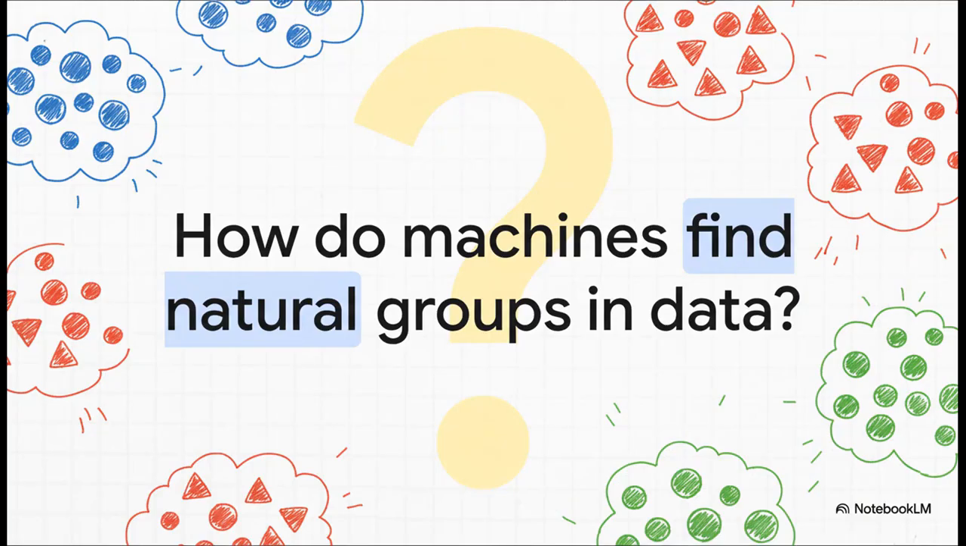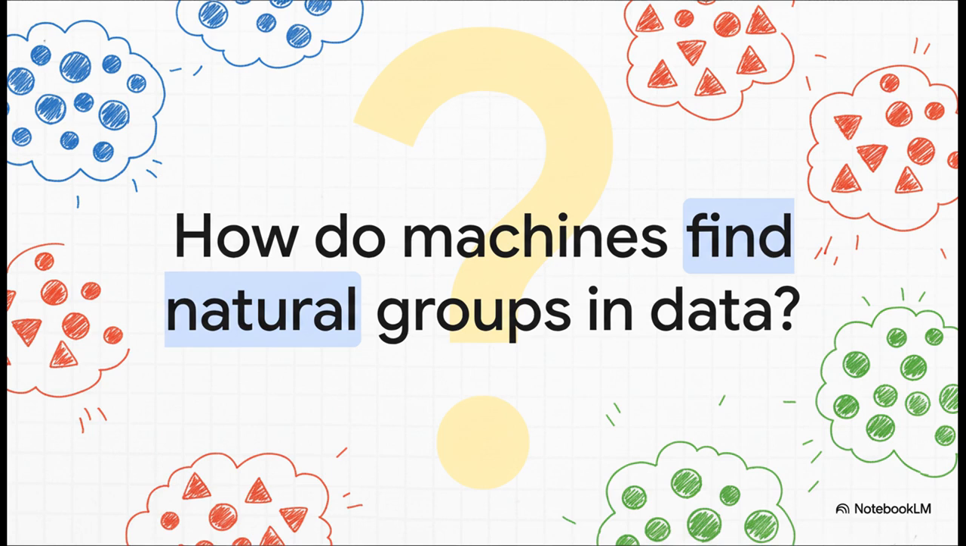So how in the world does a machine do that? The main technique is called clustering. The whole point is to take this big cloud of data points and just figure out which ones naturally belong together in little groups, or clusters. Think about a company trying to find different groups of customers for marketing.